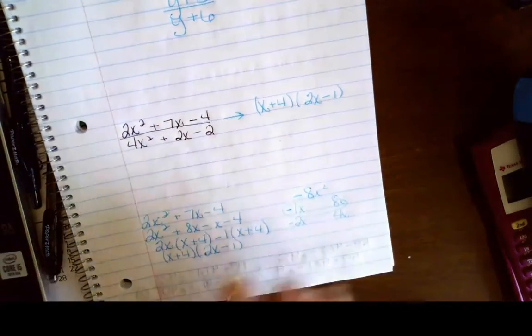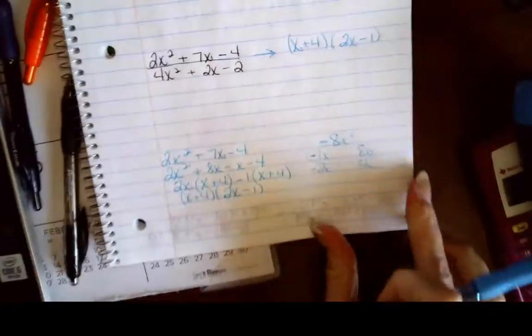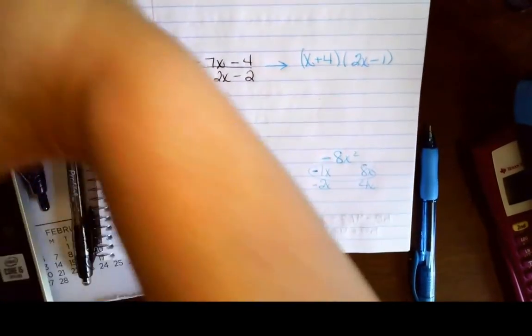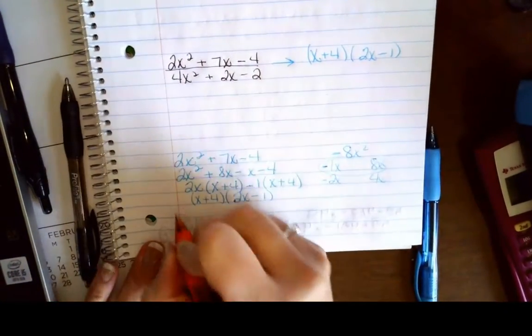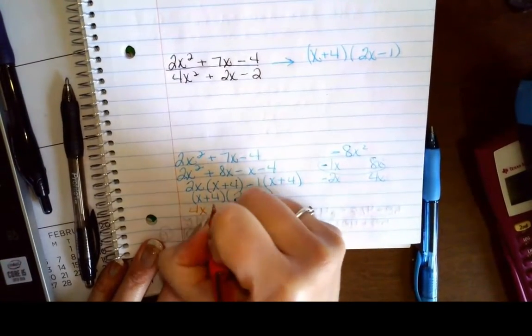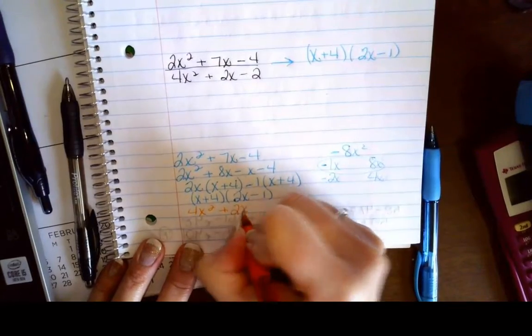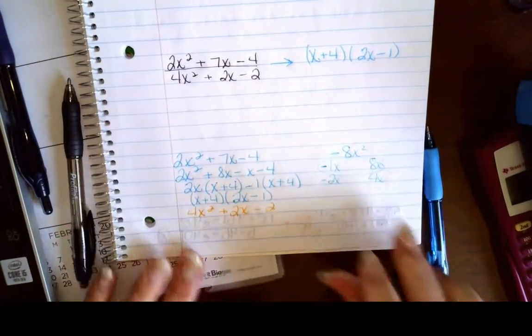And now let's do it with the denominator. So for the denominator, I'm going to run out of room, but we can do this. I'm going to use orange. So I got a 4x squared plus a 2x minus 2.